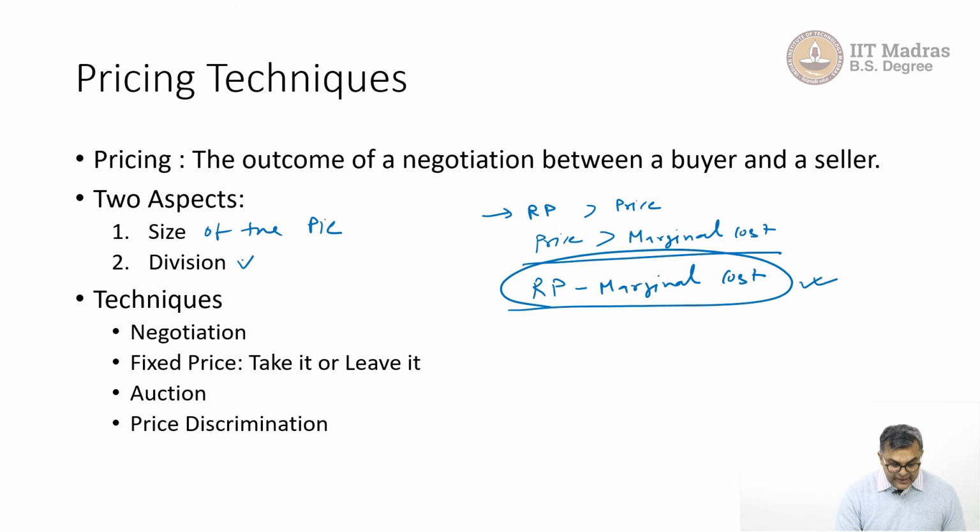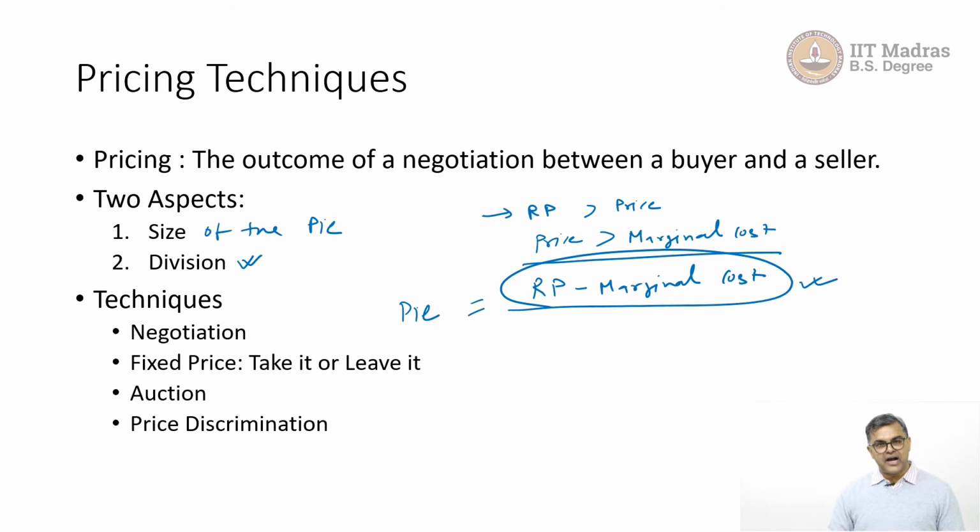The second: why is negotiation taking place? How to divide this pie. Of course, the buyer would want to get as big a share as possible. The seller would also like to get as big a share of this pie as possible, and that is why a negotiation is taking place between them.